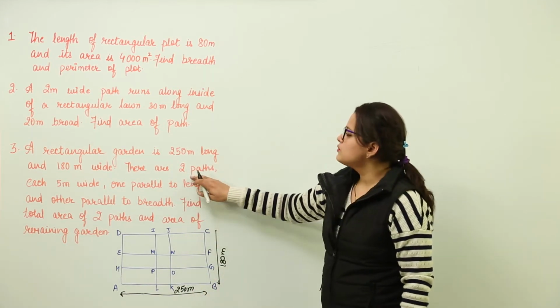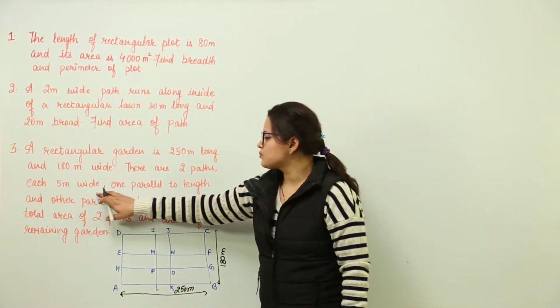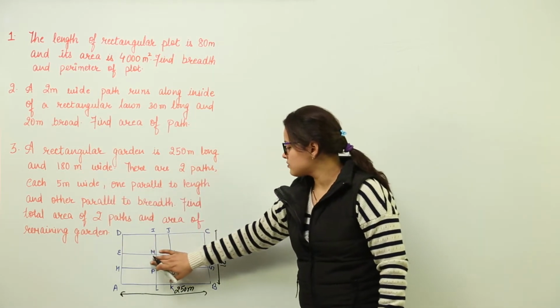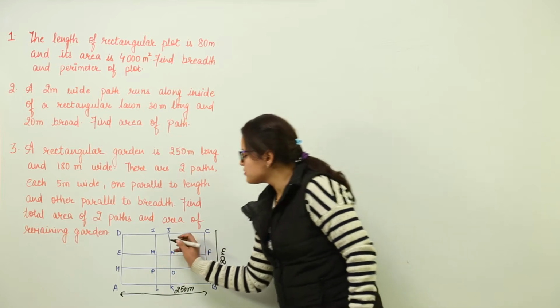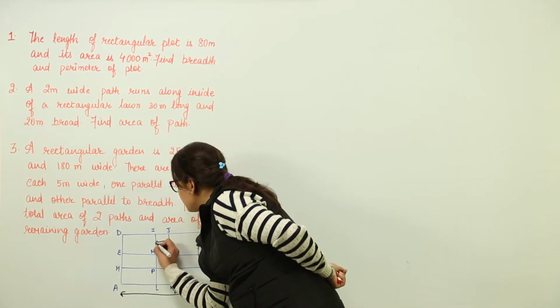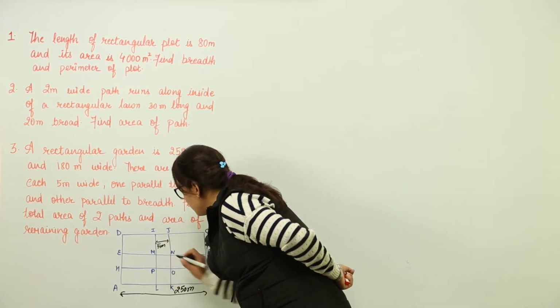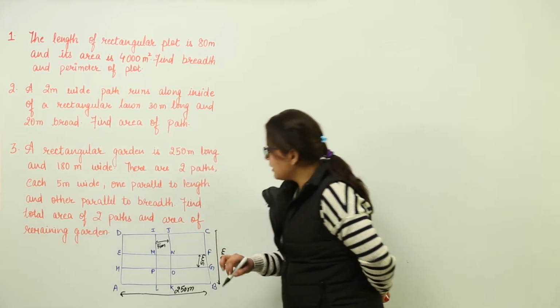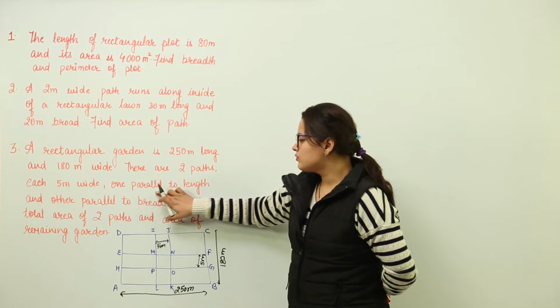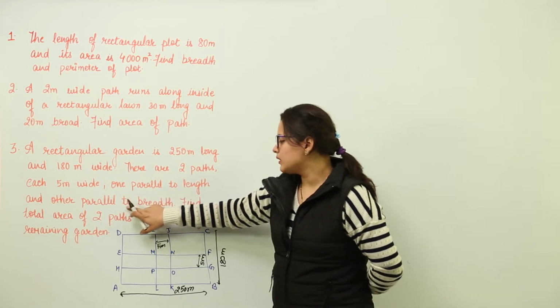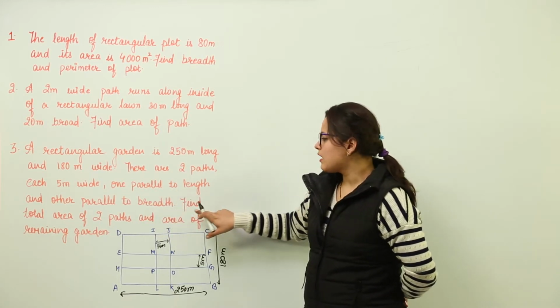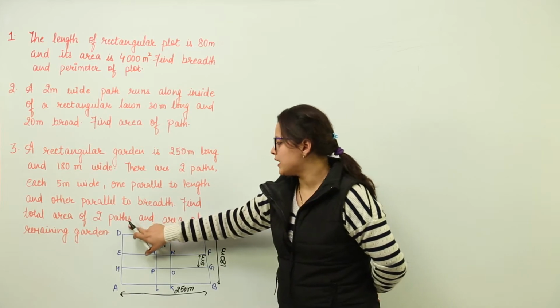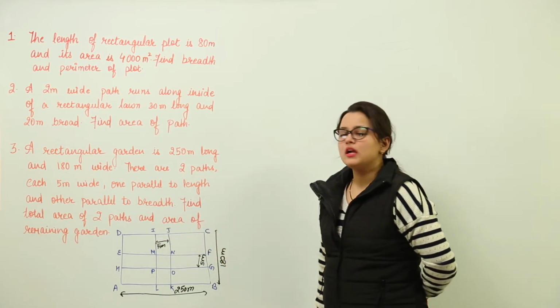Now there are two paths, each 5 meters wide. Both are 5 meters wide. So we write over here 5 meters width in both the cases. Here also 5 meters. Now one of the two is parallel to the length and the other is parallel to the breadth. We have to find out the area of the two paths and the area of the remaining garden.